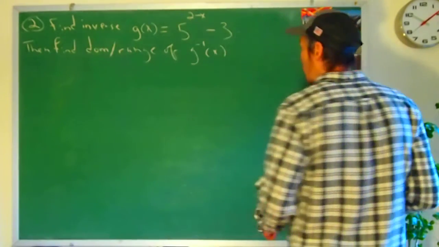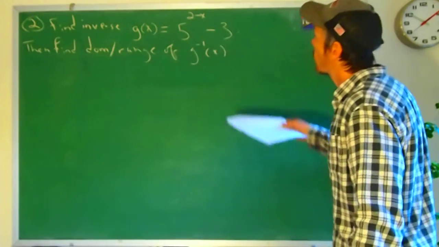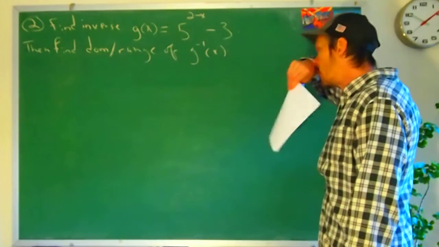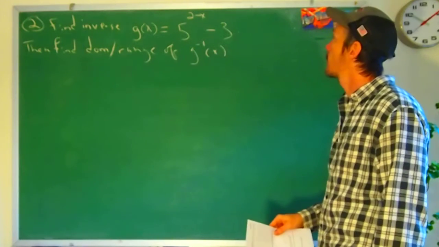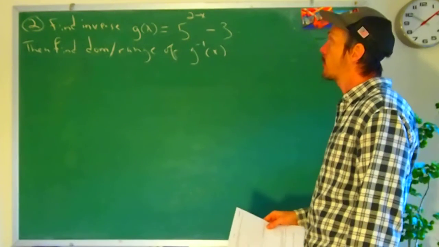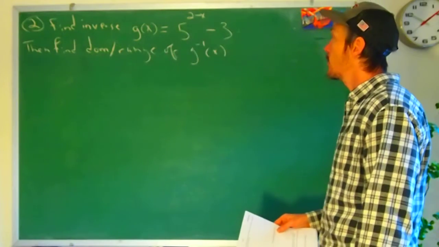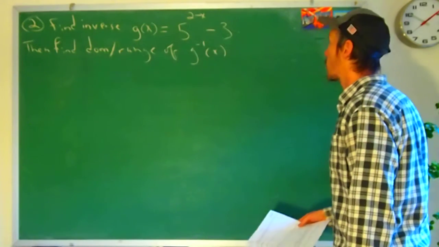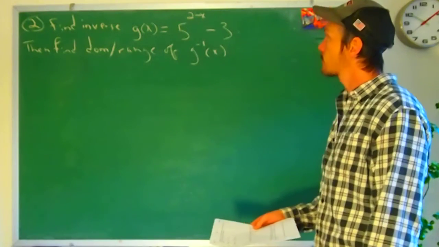Alrighty folks, here is problem number 2. In this problem we are given the function g of x equals 5 to the 2 minus x, minus 3, and then we're asked to find the inverse of that function and to find the domain and range of the inverse. So let's first find the inverse function, and we'll talk about finding the domain and range.